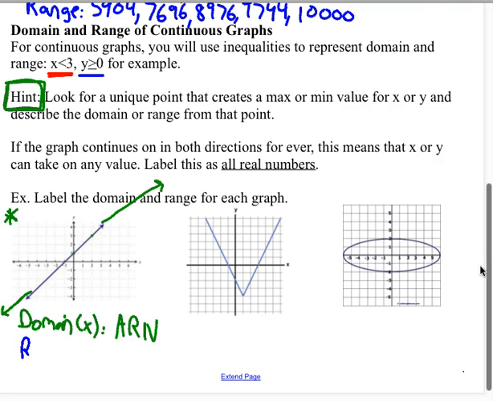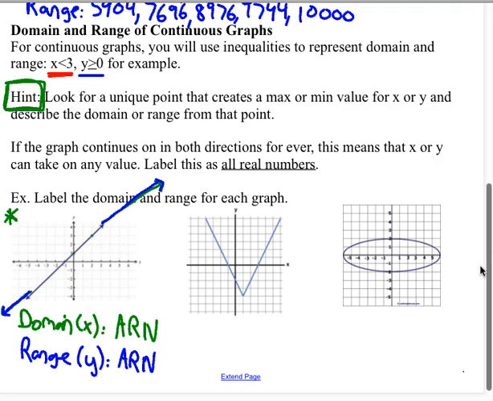And what about range? Range are the y values yet again, but if you're looking at this line again, think about this. This is going up forever, and this is going to keep going down forever. So for the y values, it's also spanning up and down forever. It's going to encompass every single y value. So the y as well is going to be all real numbers. Any y value is going to appear somewhere on this line. So that's what it looks like to be all real numbers.